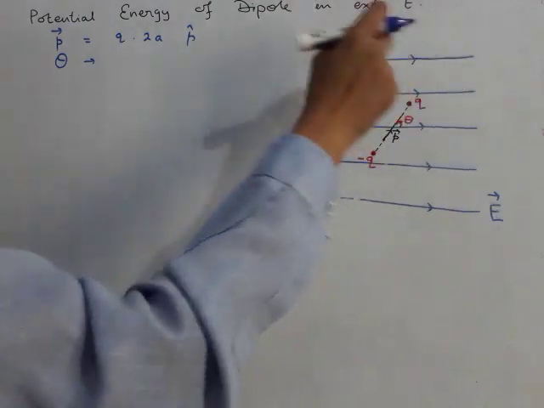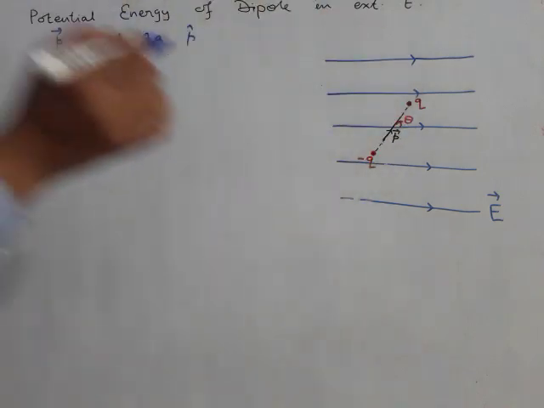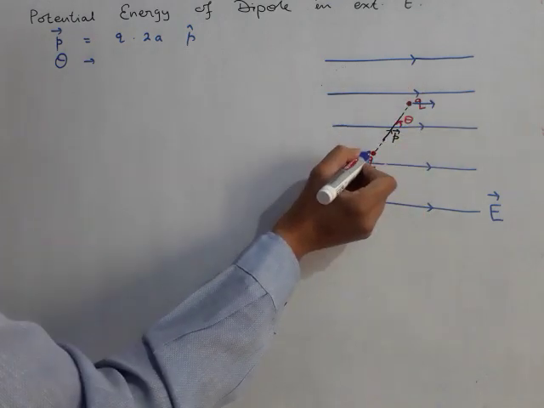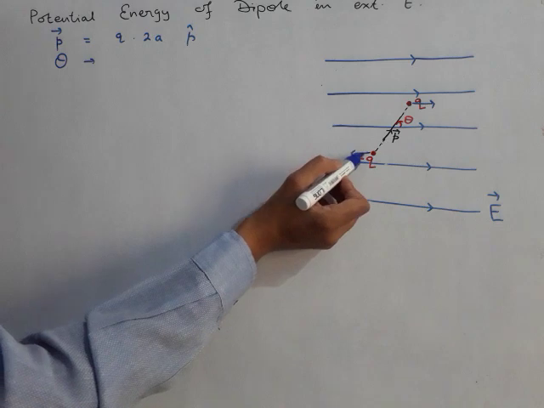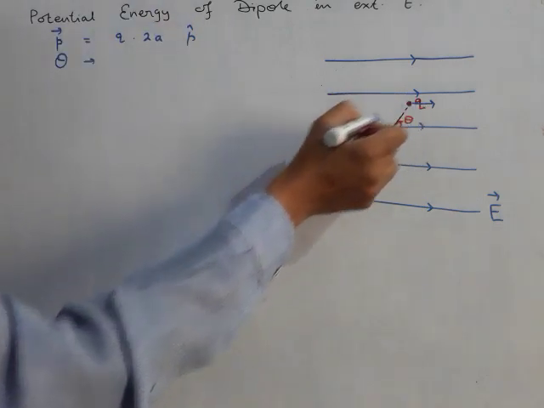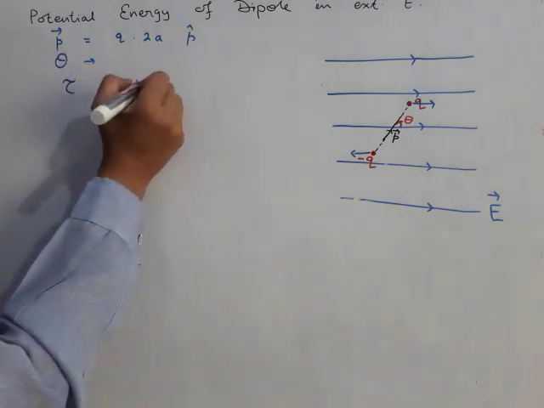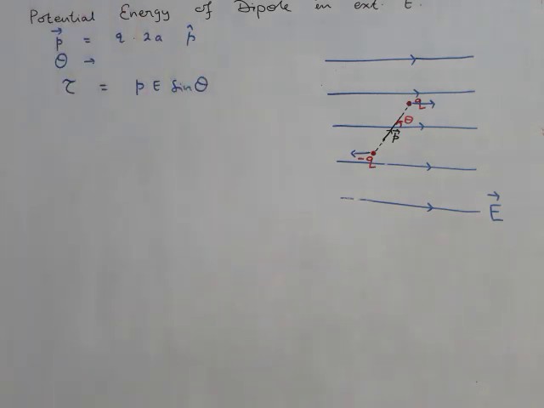These lines are the electric field lines. It is uniform electric field. This is P vector. Students, we have already discussed earlier, when a dipole is placed in external electric field, the field exerts some forces on the charges. So this force will be q times E. This force is also q times E but in opposite direction. These two forces are equal in magnitude, opposite in direction, and that produces a torque on the dipole. That torque is given as P vector cross E vector. So its magnitude is how much? P times E times sine of angle between the dipole moment vector and the electric field vector. So we have tau is equal to pE sine theta.